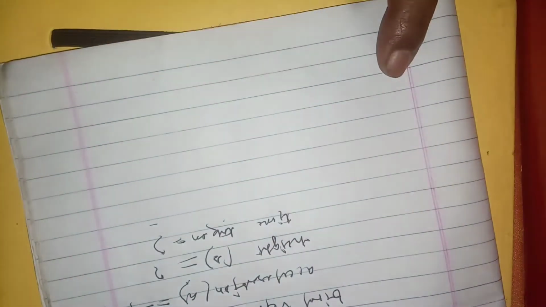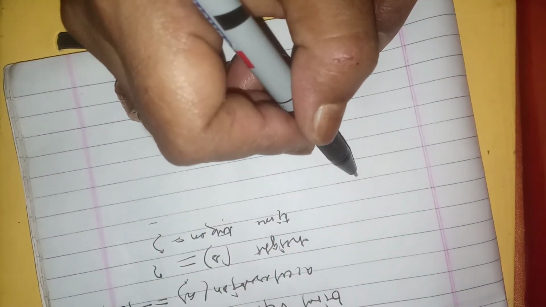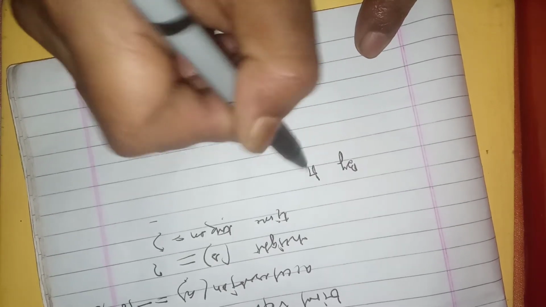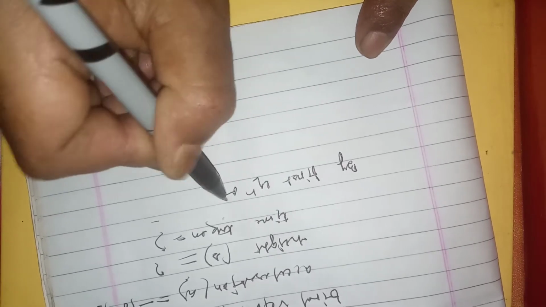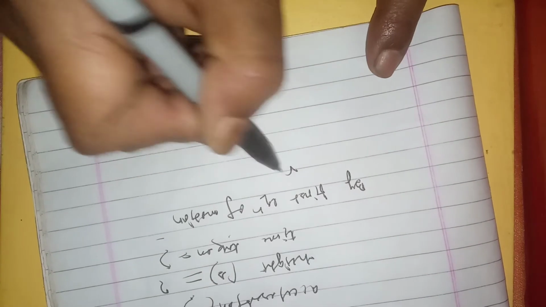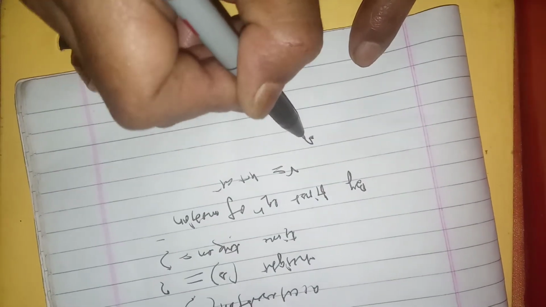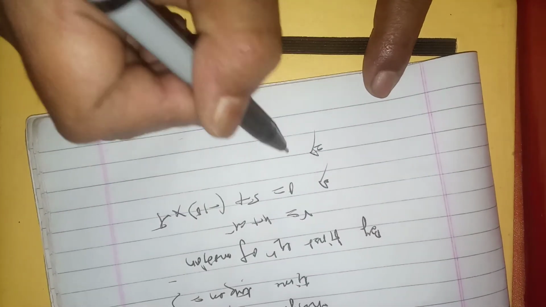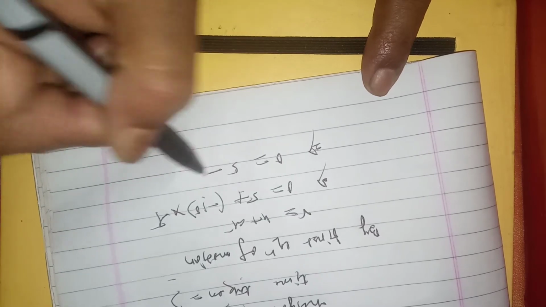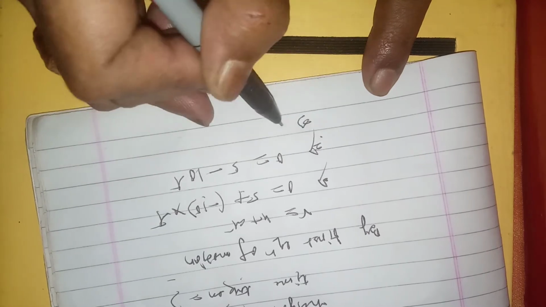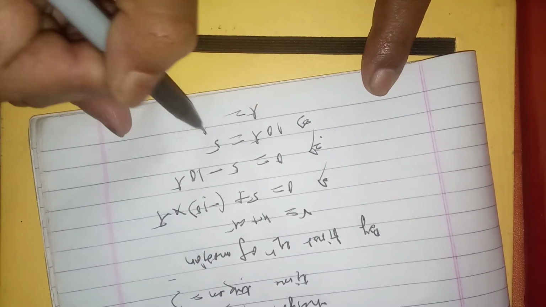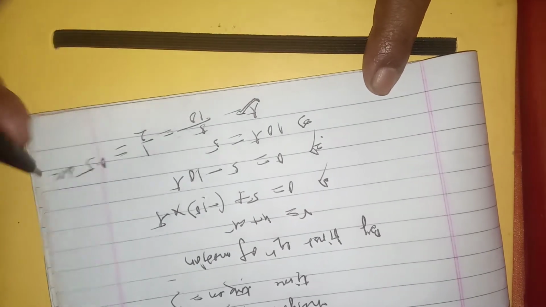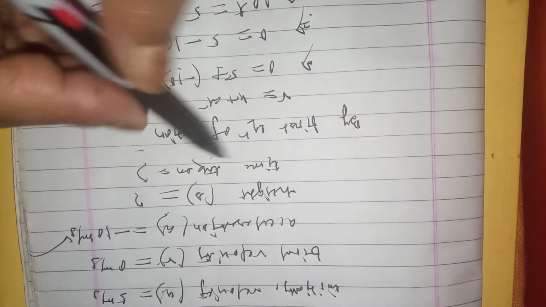So by the first equation of motion, we can write v is equal to u plus at. Now we substitute the values. v means 0, u means 5, plus a means minus 10, and t we need to find out. Now we simplify: 0 equals 5 minus 10t. Transferring minus 10t here, it becomes positive: 10t is equal to 5. So t is equal to 5 by 10, which is 0.5. And the unit of time is second.